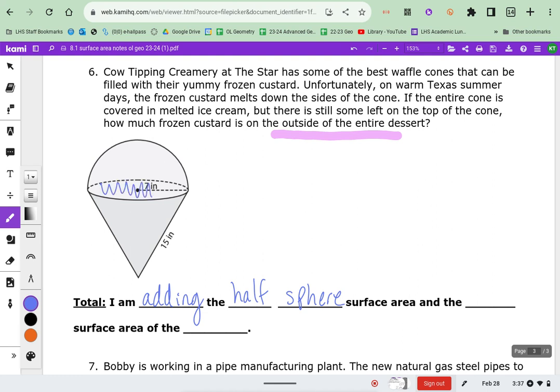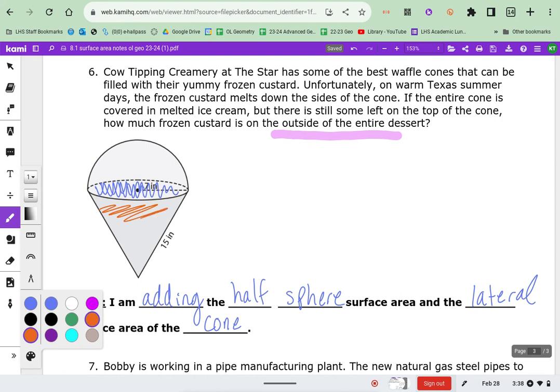Is this part on the outside? Is the circle base on the outside of our ice cream? Yes. Oh wait, no. Are you sure? There's ice cream on top of it, right? No, circle base is inside. Right, so the circle base is hidden under the ice cream, so it's not on the outside, which means it's not going to be included in our total exposed surface area, right? So surface area with no base is just lateral. So we're just going to find the lateral surface area of the cone. Because the lateral part is just going to be this part I'm coloring in orange.